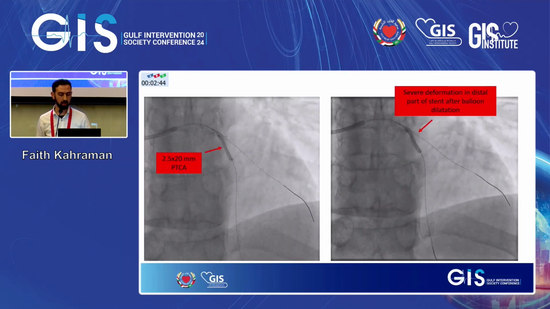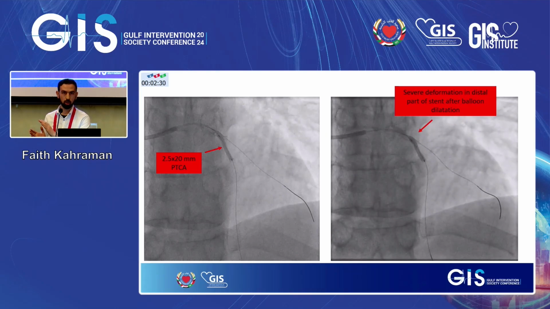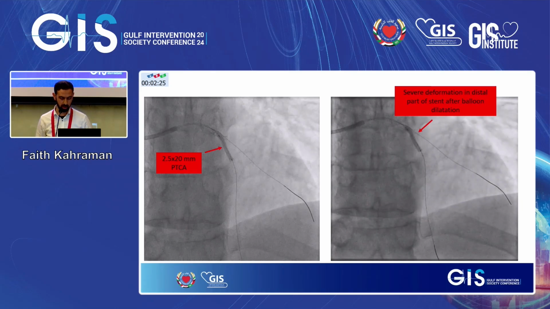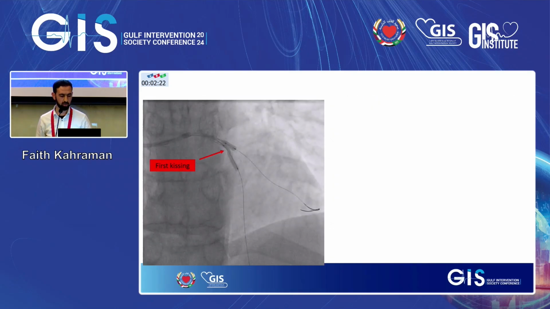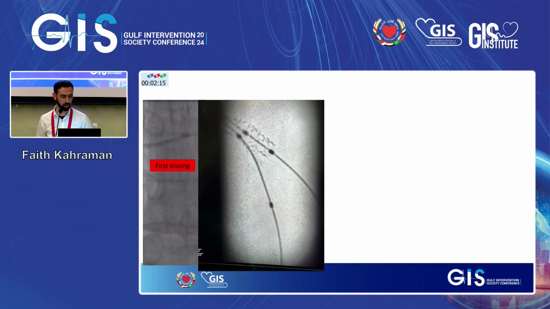First, we did our pre-dilatation with a 2.5 by 20 millimeter balloon. You can see when we inflated the balloon in the LAD, the distal part of the diagonal branch went upward, and there is a malapposition due to balloon inflation. Then we did our first kissing, 3.5 millimeter in LAD and 2.8 NC balloon in the diagonal branch. After kissing dilatation, you can see the distal part of the stent is very good.